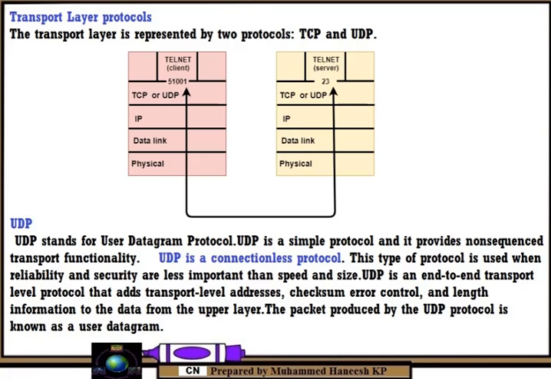UDP is an end-to-end transport level protocol that adds transport level address, checksum, error control, and length information to the data from the upper layer. The packet produced by the UDP protocol is known as a user datagram.